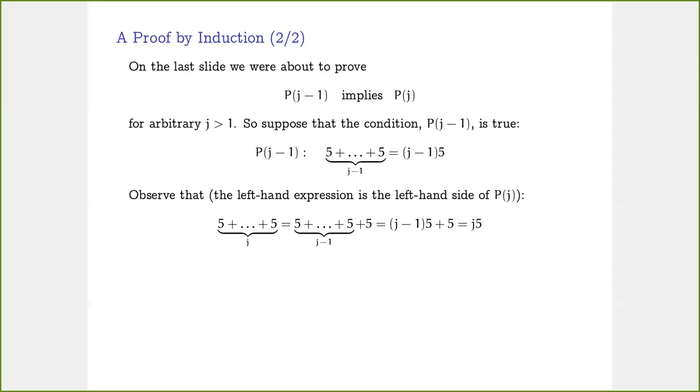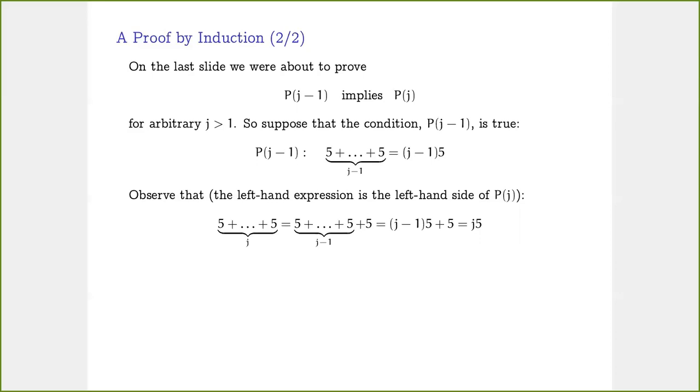Now, we're going to consider the expression with j fives, which is the left-hand side of P of j. Starting on the left-hand side, we can peel off one 5 and see that that's equal to j minus 1 fives plus 5, and the expression there, j minus 1 fives, is the same as the left-hand side of P of j minus 1, so we can replace that sum with j minus 1 times 5. So we have j minus 1 times 5 plus 5, and we can then factor out the 5 from those two expressions to get j minus 1 plus 1. The ones cancel, and we have j times 5.